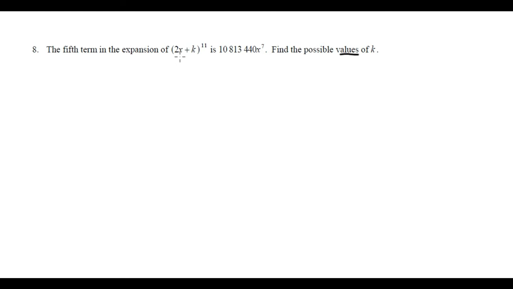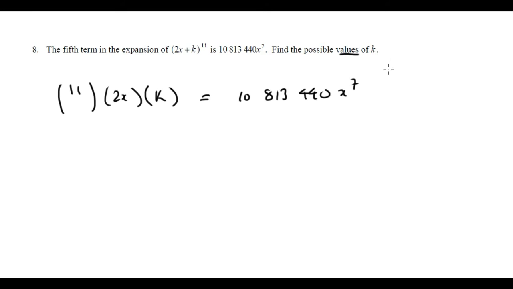Now we have a binomial that's missing a part. We don't know what the second term is in that binomial, but we know we have a power of 11, so we need a combination that's 11 choose something. And we have to make sure we choose the correct number of 2x's and the correct number of k's, such that we get 10 million and whatever, 813,440 x to the power of 7.